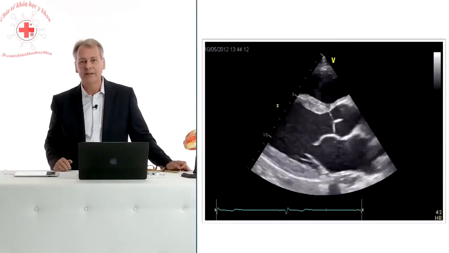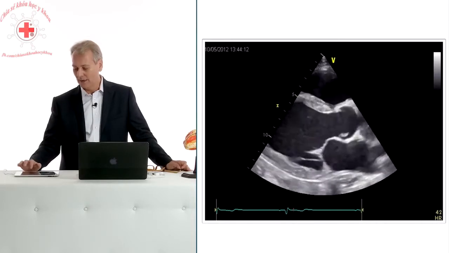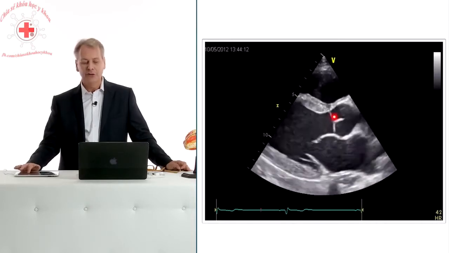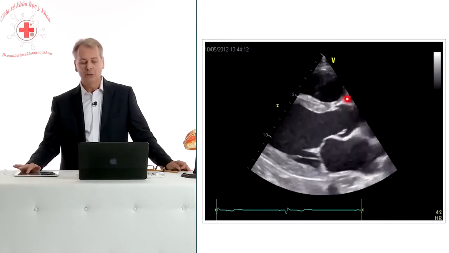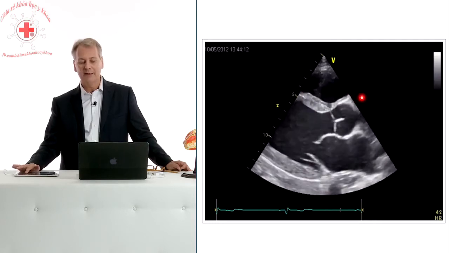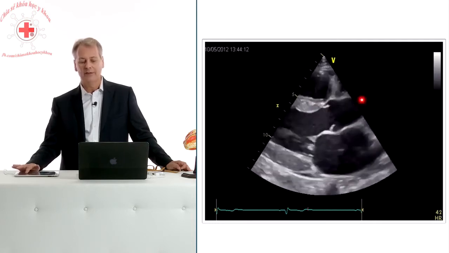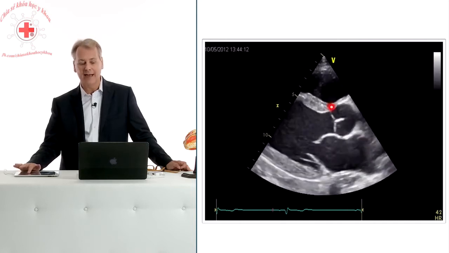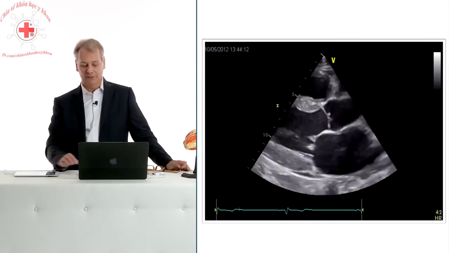Of course, you will not always get spectacular images like the one I'm showing you right here, but you should aim to get a view where the septum is more or less in direct continuation with the aorta. In other words, where you do not have an angle here. This would be the optimal view.